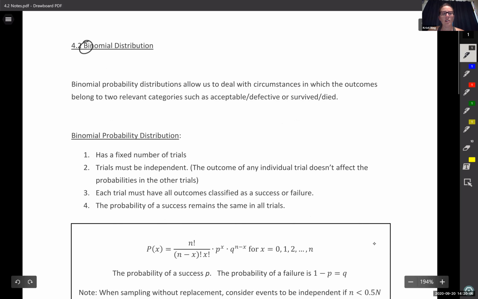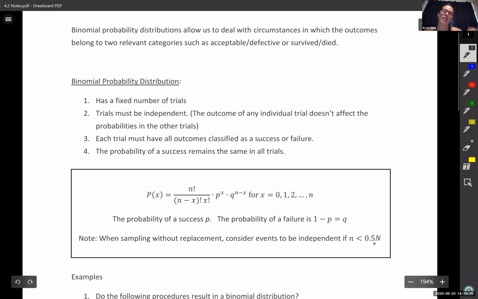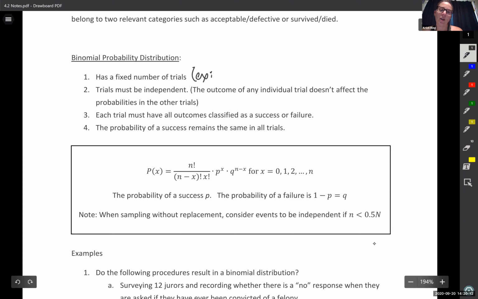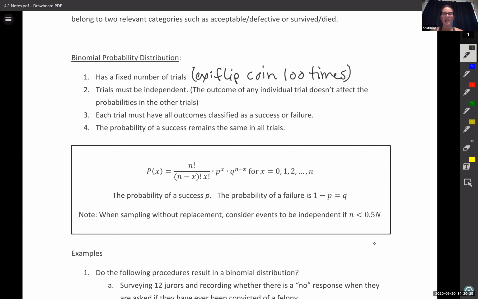So here are the four rules. One, it has a fixed number of trials. So for example, maybe you flip a coin 100 times. Okay, that's fixed. How many times did I flip the coin? You could tell me. I flipped it 100 times.